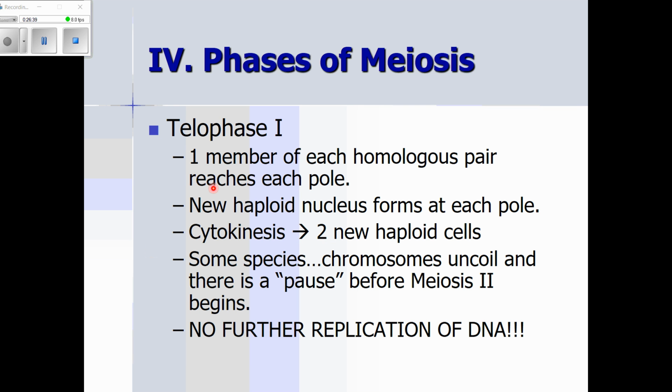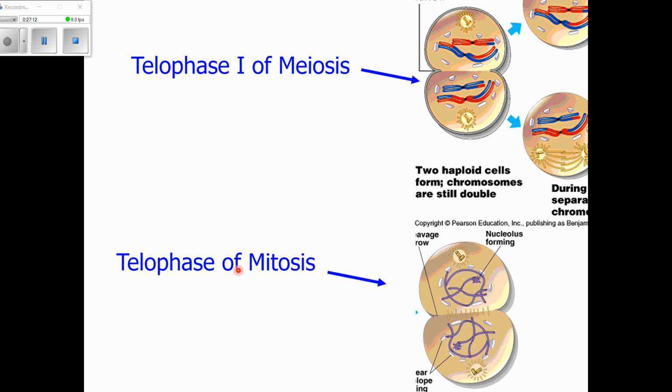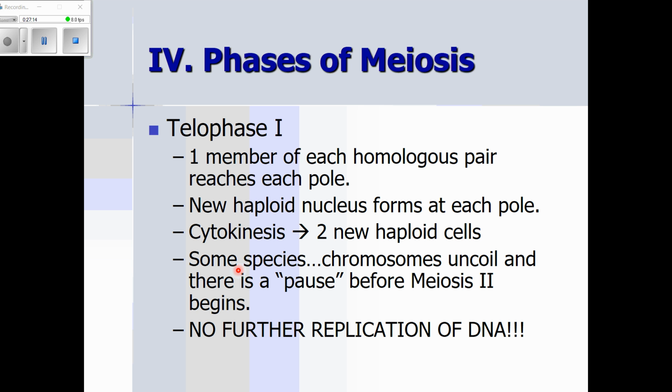Telophase 1, quick summary: one member of each homologous pair reaches each pole, each end of the cell. A new haploid nucleus forms at each pole, so that's 23 chromosomes at each end of the cell. And when that cell divides by cytokinesis, we're going to have two haploid daughter cells. Here they are, two haploid daughter cells. They each have half as many chromosomes as the original cell. Whoops, wrong way.